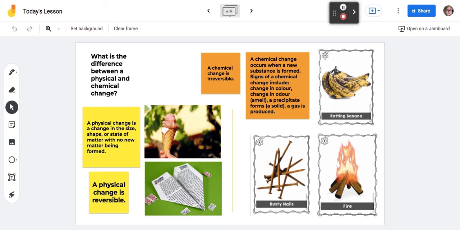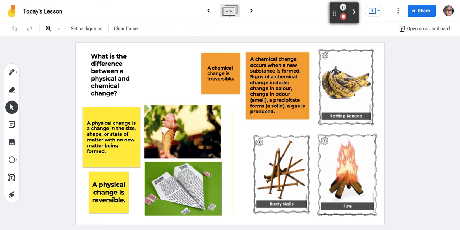A chemical change occurs also when a new substance is formed. So, for example, when rust is formed on nails. Other signs of a chemical change include a change in color, like when we see a banana turning brown. When there's a change in odor, you might notice when your bananas rot that they smell a little differently.